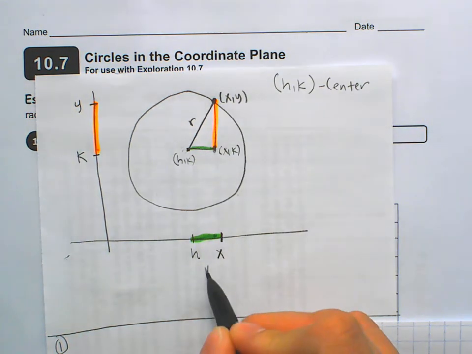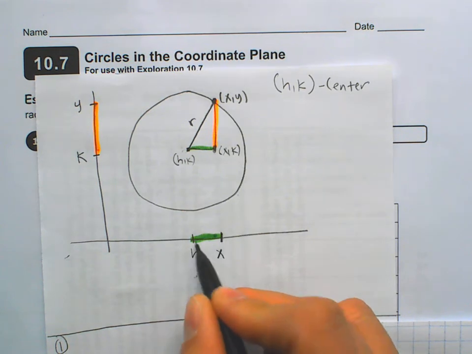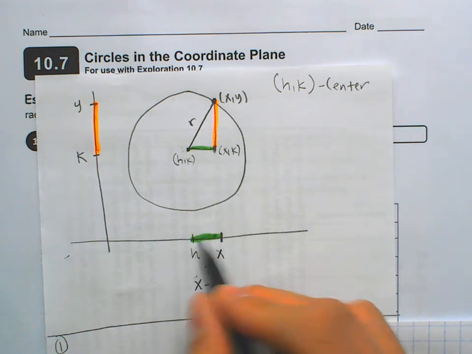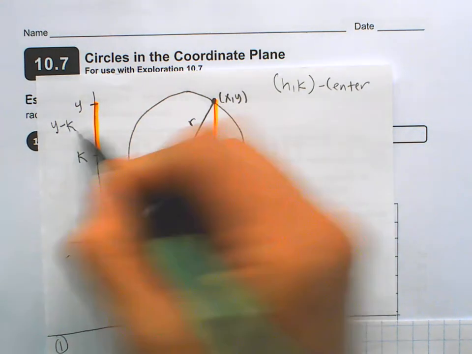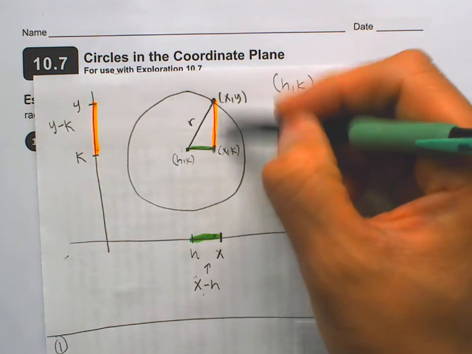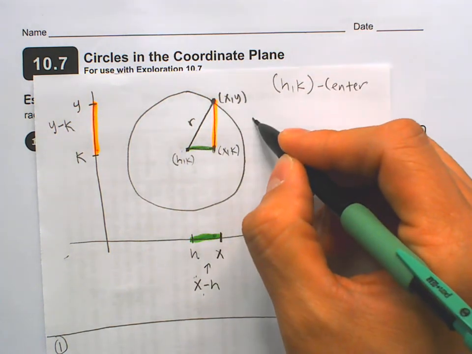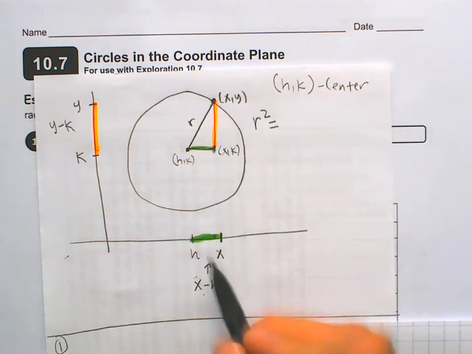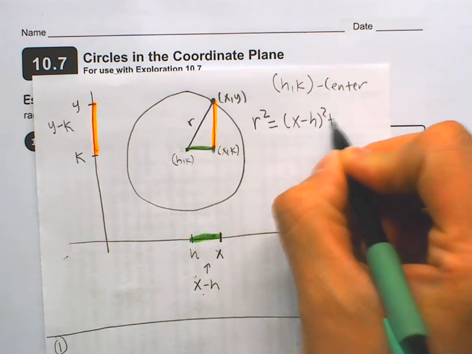Well, this distance right here, the one in green, is going to be the value of x minus h. So x minus h is the distance from here to here. The distance from here to here is going to be y minus k. All right, so we know this distance right here is x minus h. This distance right here is y minus k. So if I apply the Pythagorean theorem, I'm going to get the following: r squared equals this distance here squared plus that distance right there squared.